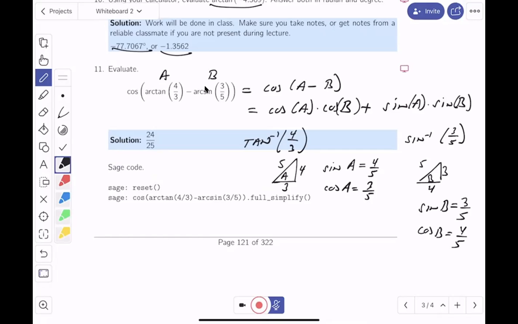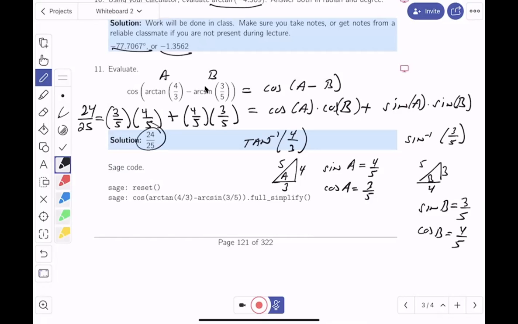What's cosine of A? 3/5. What's cosine of B? 4/5 plus the sine of A, 4/5, and the sine of B, which is 3/5. Well, if you do that arithmetic, you get 25 in the bottom. You get 12 plus 12, which is 24.